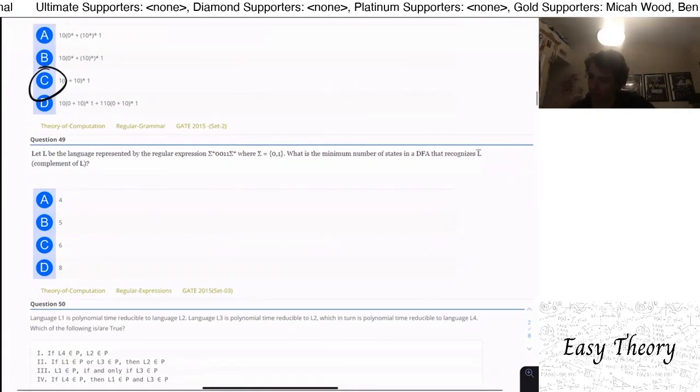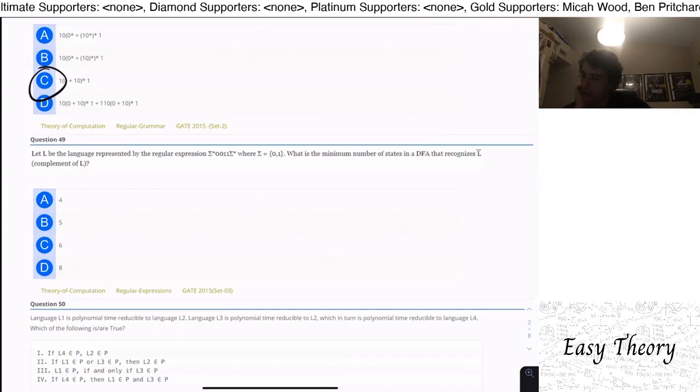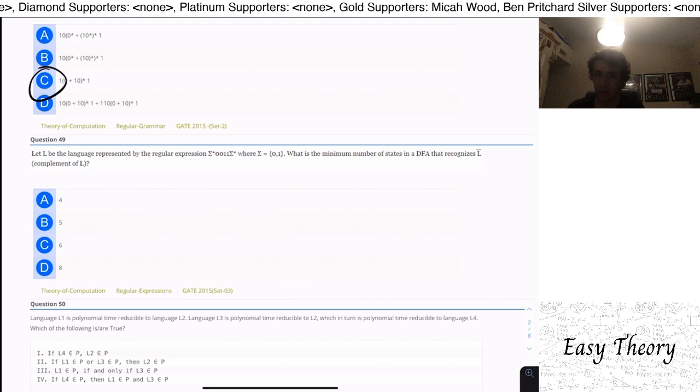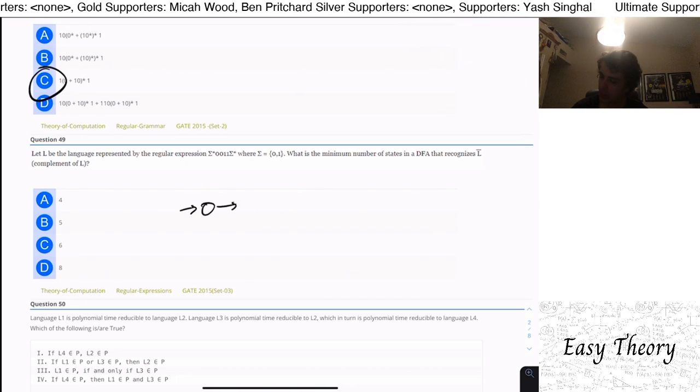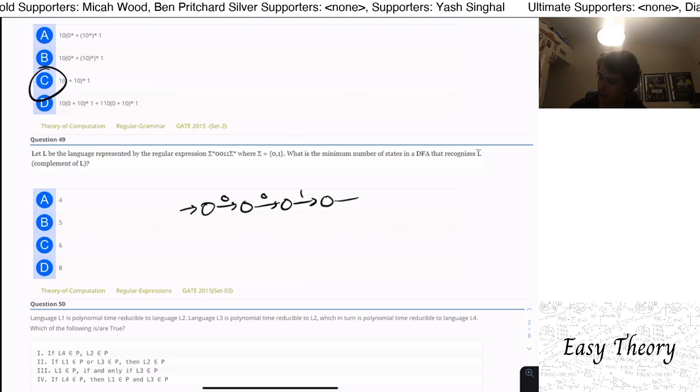Okay, cool. Let L be the language of a regular expression. What's the minimum number of states in DFA that recognizes the complement of this? Oh, Jesus. So, let's see. Well, we can convert, oh yeah, okay, let's just make a DFA for this. So let's just make any old DFA for this.